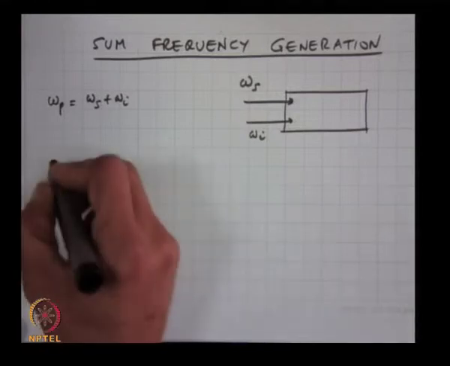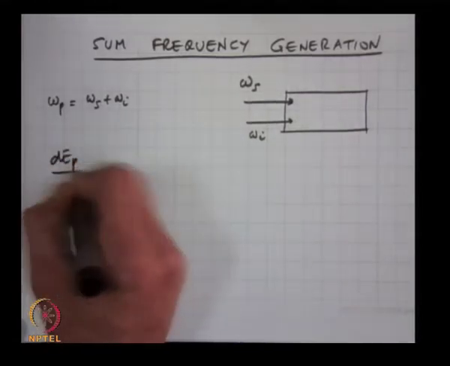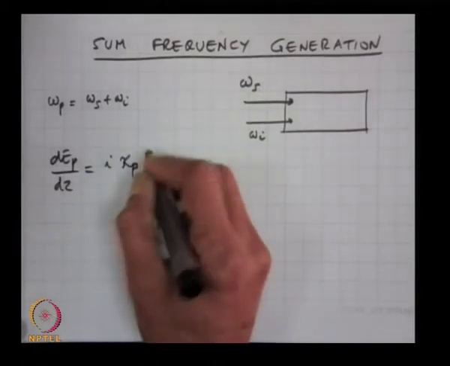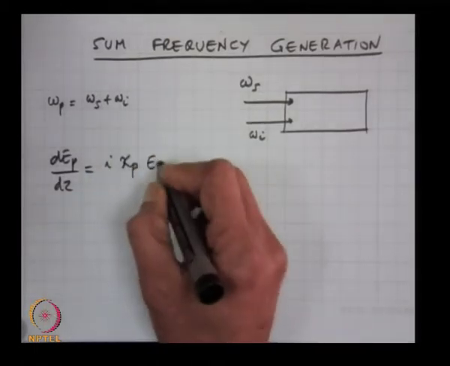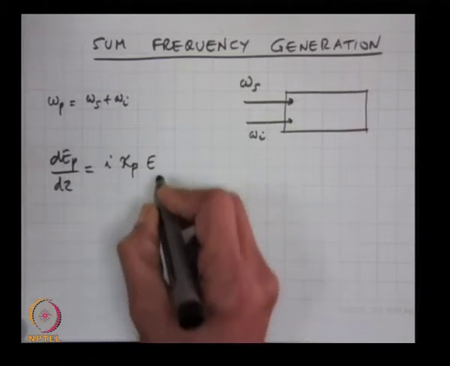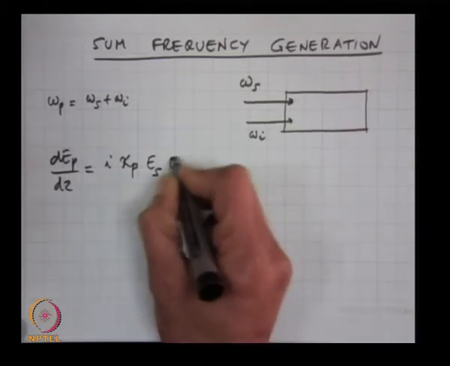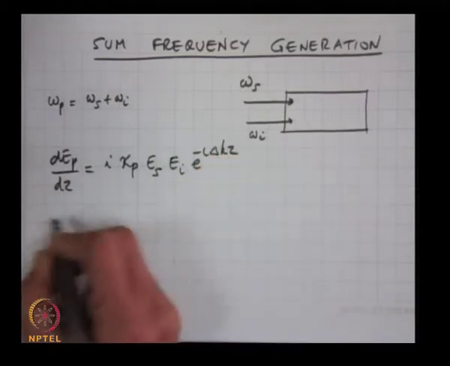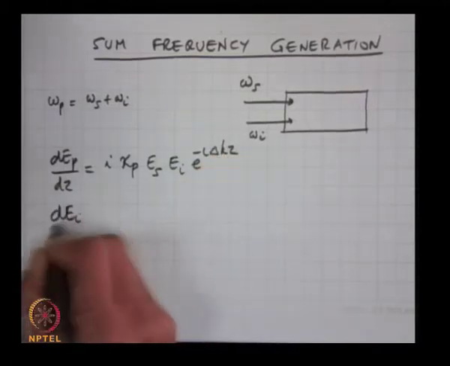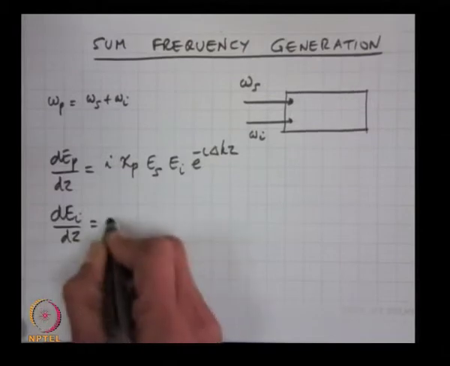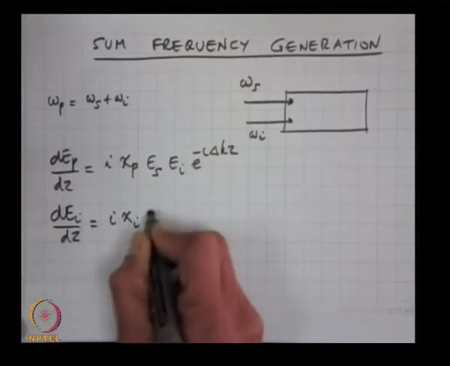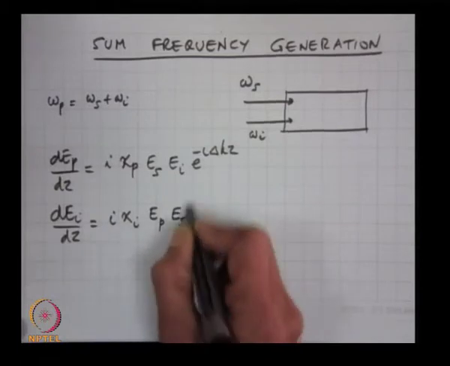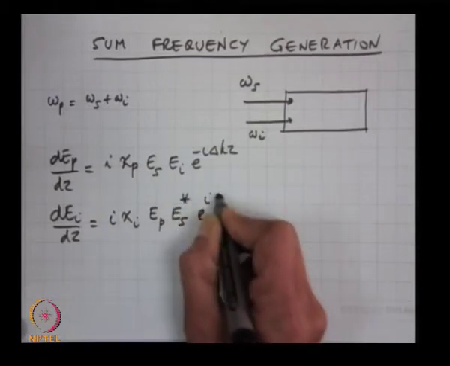So let me write down the equations. dEp by dz is equal to i kappa p. What are the two terms I'll get here? Es Ei exponential minus i delta kz, and then dEi by dz is equal to i kappa i Ep Es star exponential i delta kz.